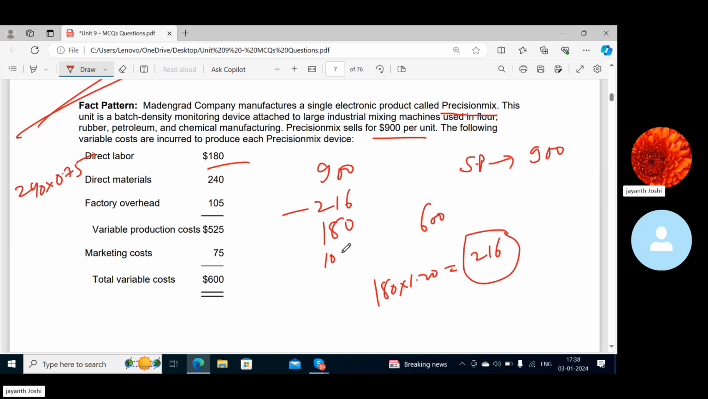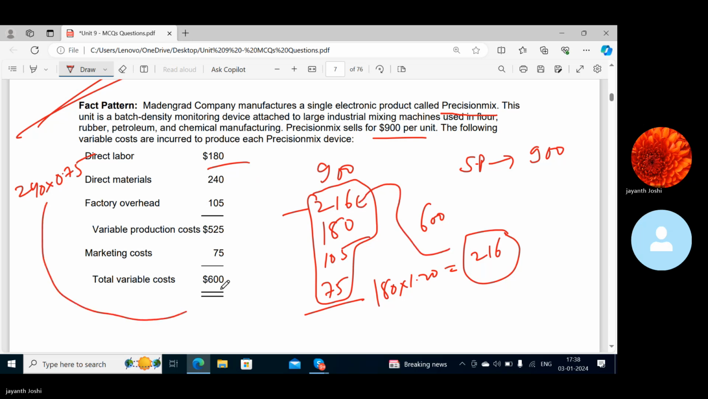Then factory overhead and then marketing cost. Can you tell me what is that? All subtract. After changes, just a second. This is sales and this is variable cost. The difference, the contribution, we will get. How much? 324.